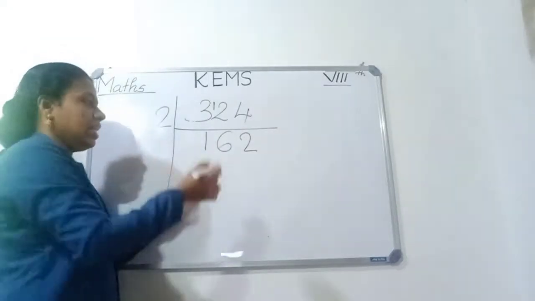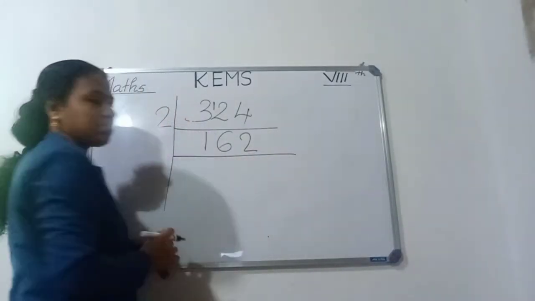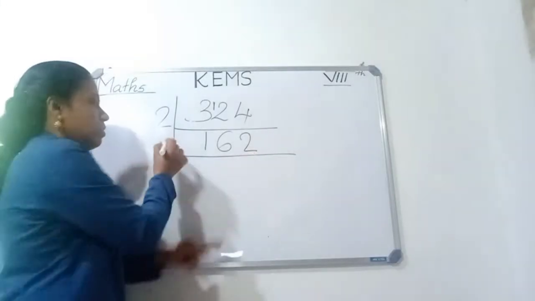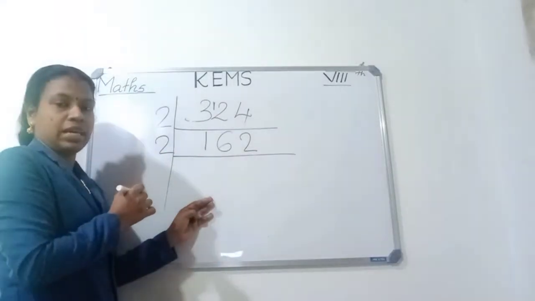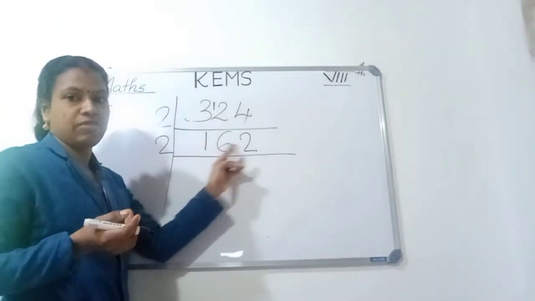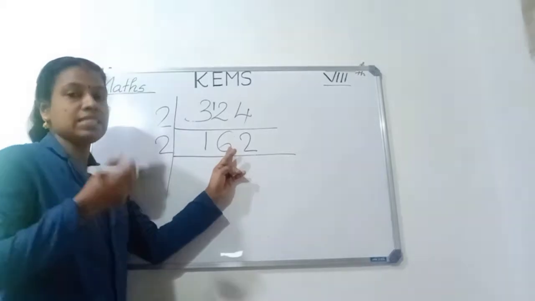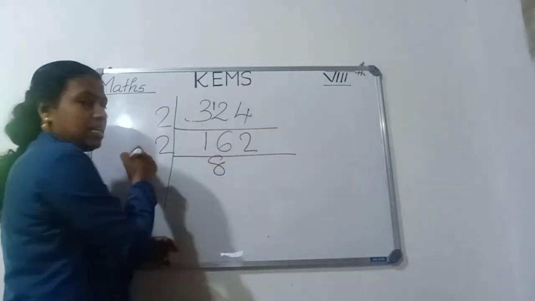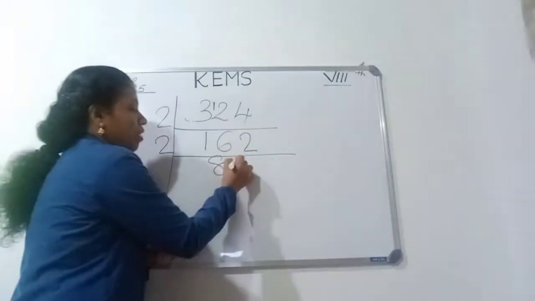Then again, continue the division. Again, the last number is an even number, so it is divisible by 2 itself. It is not divisible by 1, so we can take the first two numbers, 16. In 16, how many 2s are there? 8. 8 2s are 16. And in 2, only one 2.